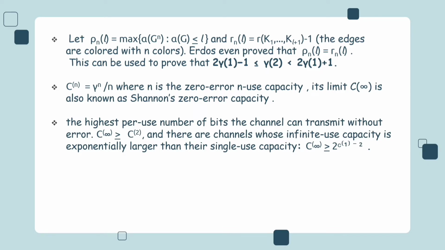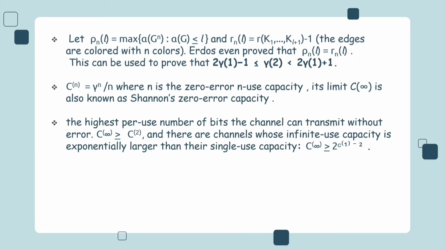Now the C of n is equal to gamma of n divided by n, where n is the zero error n use capacity. Its limit C of infinity is also known as Shannon's zero error capacity. The highest per use number of bits the channel can transmit without error is known as Shannon's zero error capacity.